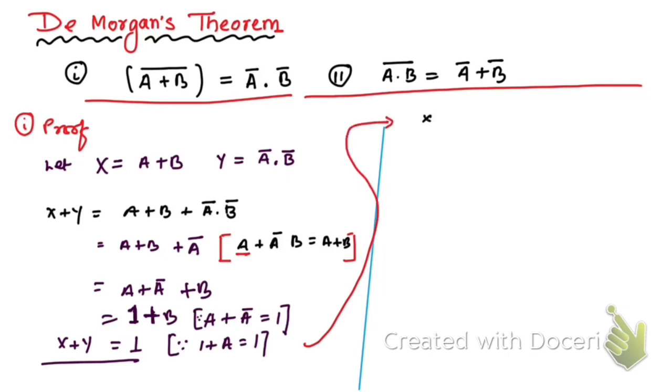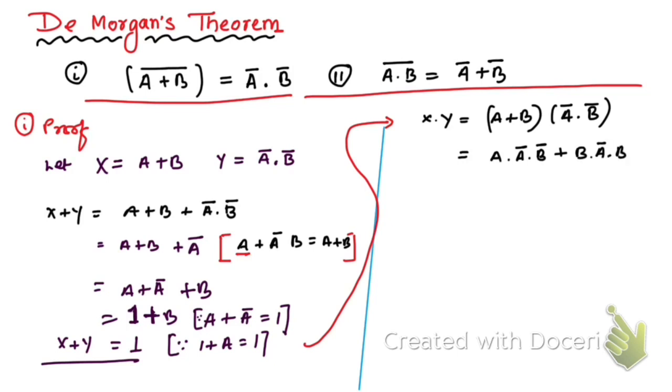So here let us find x dot y. That's going to be a plus b into complement of a dot complement of b. Now here you can see what you can do. If you apply the distributive property, you're going to have a dot a complement dot b complement, plus b dot a complement dot b complement.